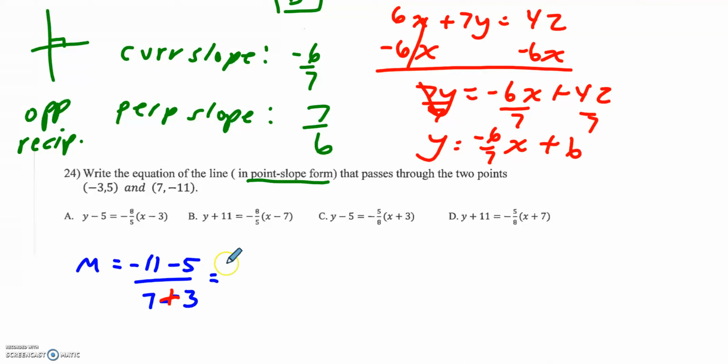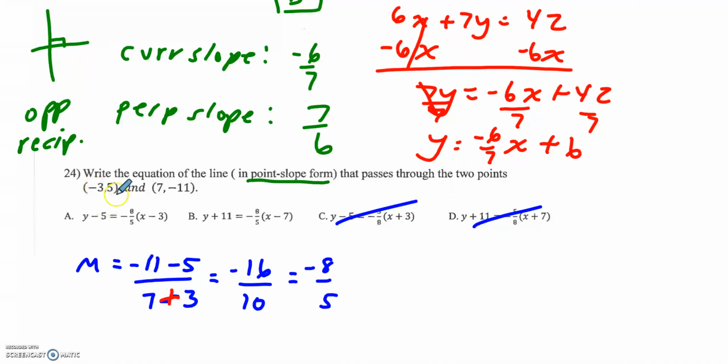So -11 minus 5 is -16. 7 plus 3 is 10. If I divide both of these by 2, my slope is -8/5. So this does not have a slope of -8/5, so bye. This one doesn't either, so see ya. So we're between A and B for my answer.